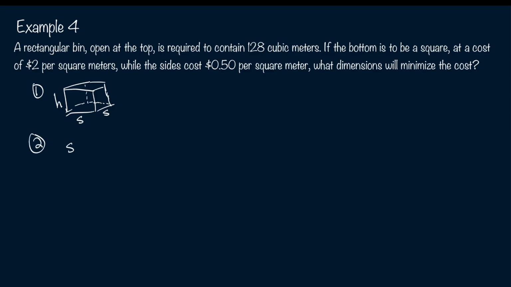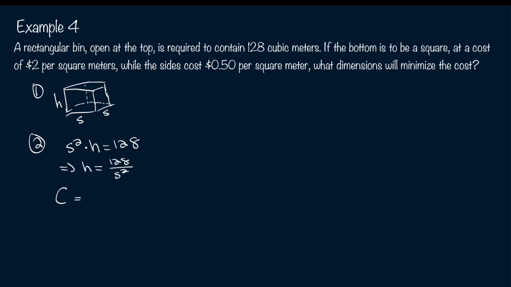So what do we want for this equation? We want s squared, which is going to be using the bottom, multiplied by h to be equal to 128. So if we want to change this equation around, again, this is our constraint equation, we get h equal to 128 over s squared. Now, for our cost equation, this is going to be the equation that is our objective.